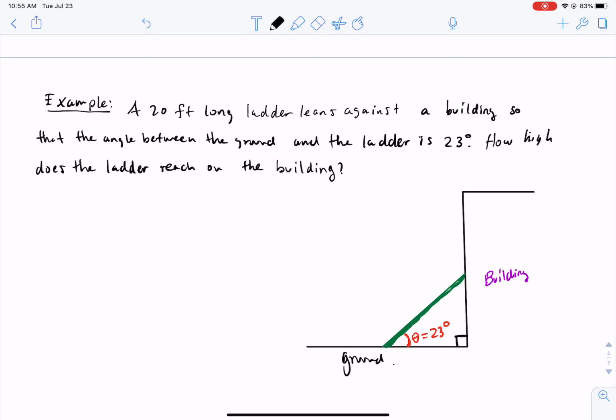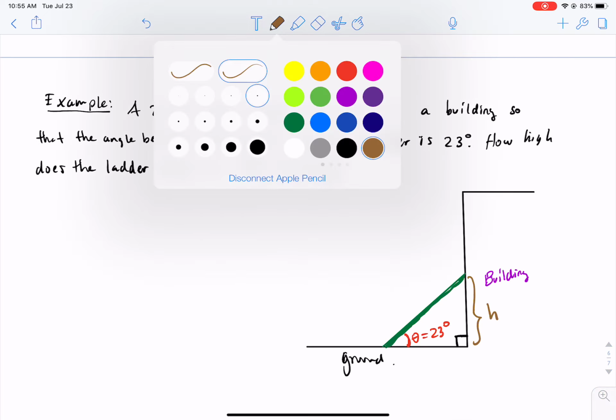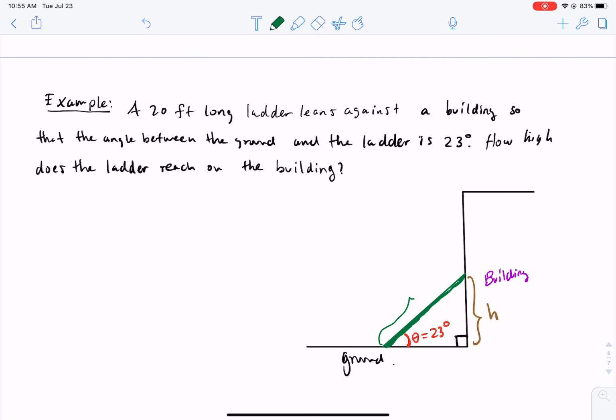And how high does the ladder reach the building? So that's going to be this question right here, right? What is this guy here? Let's call it H, right? Do you know how long the ladder is? What is that? 20. So we want to know the opposite from the angle, right? The length. So instead of using cosine, we should use sine. If you use cosine, it will tell you how far on the ground the foot of the ladder is.